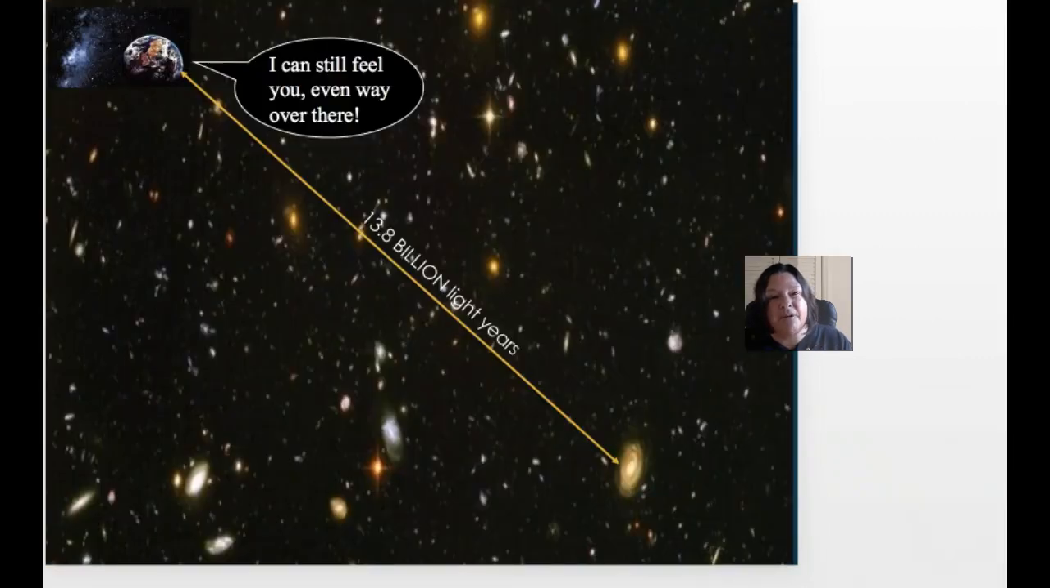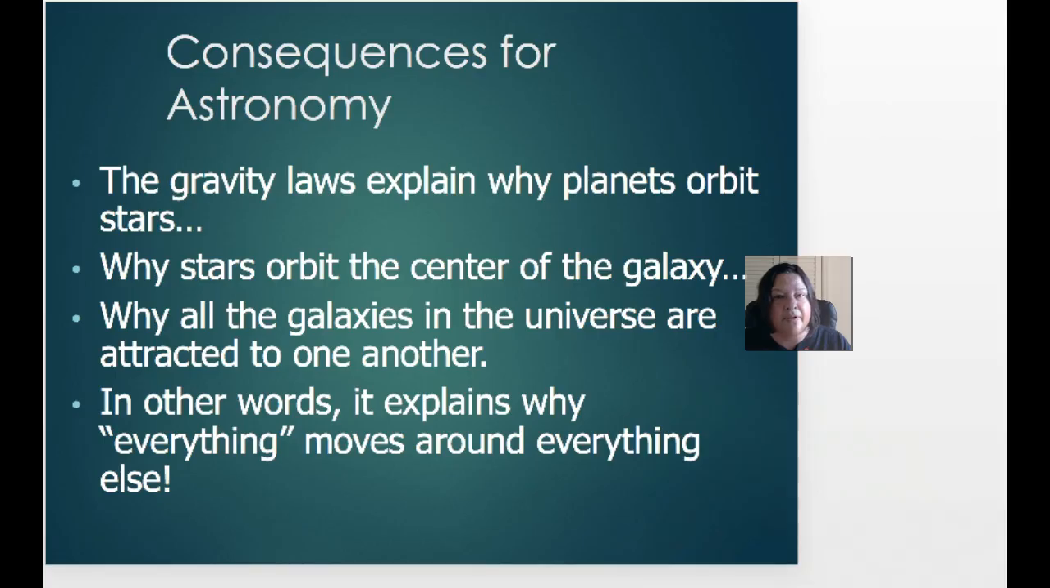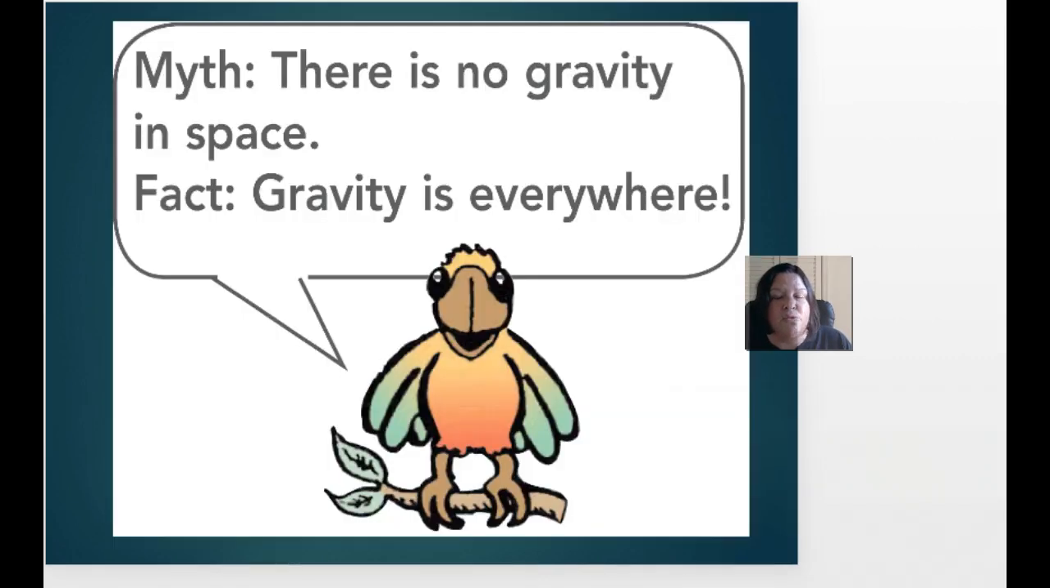So here's an example. The Earth can still feel this galaxy far, far away. This is 13.8 billion light years. We can still feel that farthest galaxy away. So what does this mean? What's important about this? It explains why planets orbit stars. It explains why stars orbit the center of their galaxies. It explains why galaxies in the universe are attracted to each other. So it explains why everything moves around everything else. It explains all motion.